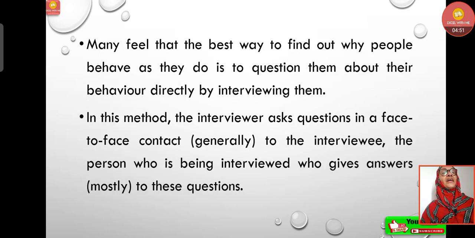Many feel that the best way to find out why people behave as they do is to question them about their behavior directly by interviewing them. Obviously, if we are doing any behavioral research, we are going to ask them directly. In this method, the interviewer asks questions in face-to-face contact, generally to the interviewee, the person who is being interviewed, who gives answers to these questions.